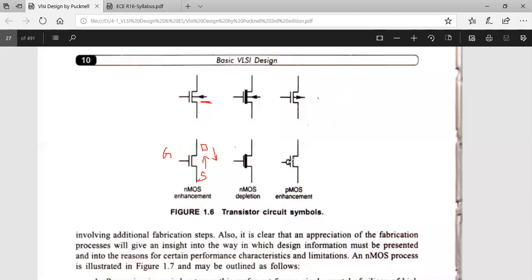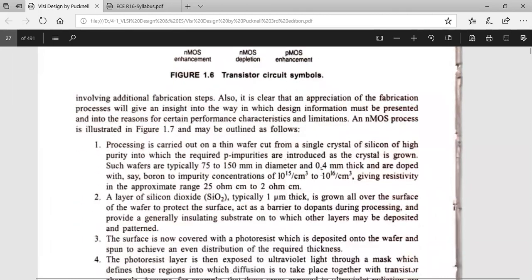So for the same thing, you can see here, this is the PMOS enhancement mode. If I want to indicate this PMOS depletion mode, what I have to do? I have to make that line more broad. Then I can say it is a PMOS depletion mode transistor, right? So this is the operation of NMOS and PMOS transistors, both in enhancement mode and the depletion modes. Okay.